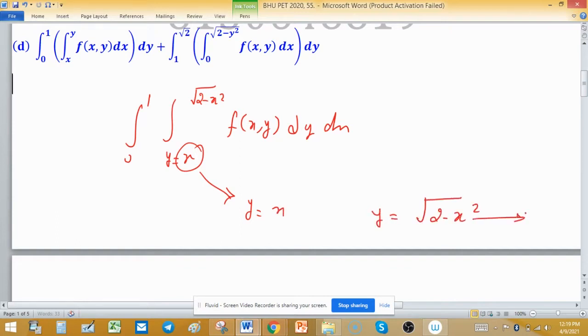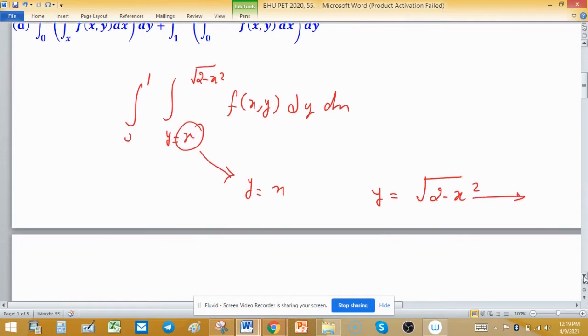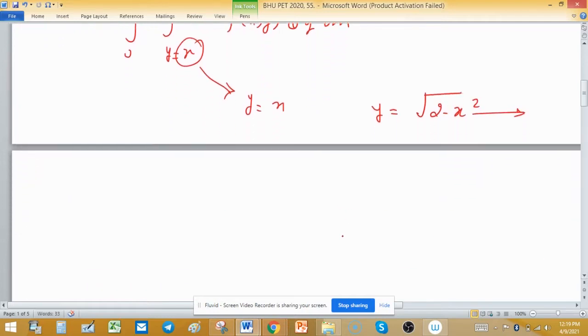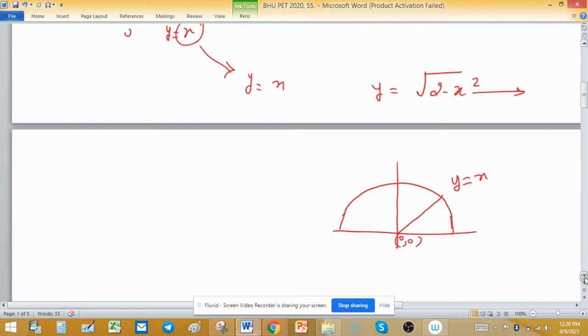This represents the upper half circle. So the upper half circle is this portion, you can consider. Now this is origin 0 0, and the radius of the circle is root 2. This is the equation y equal to x of the line. Now first we have to find the common region between the two limits and curve.